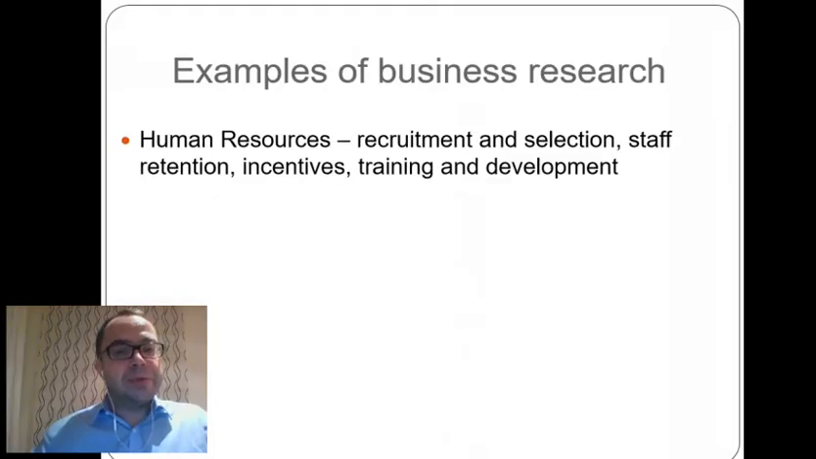Here are a couple of examples of business research. You have a vast subject area which is called human resource management or human resources. Within that area, you can narrow it down to a particular aspect of HR. For example, recruitment and selection, a particular problem or question within recruitment and selection. Staff retention or incentives, training and development. These are other narrow areas within your subject, within your topic.